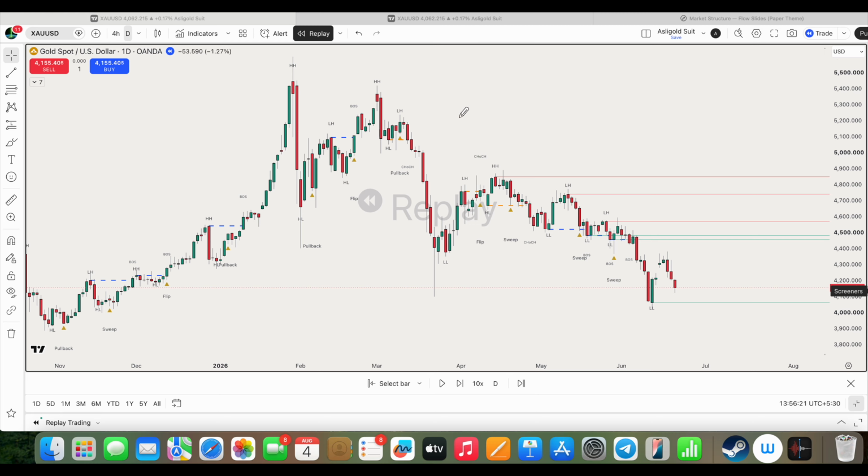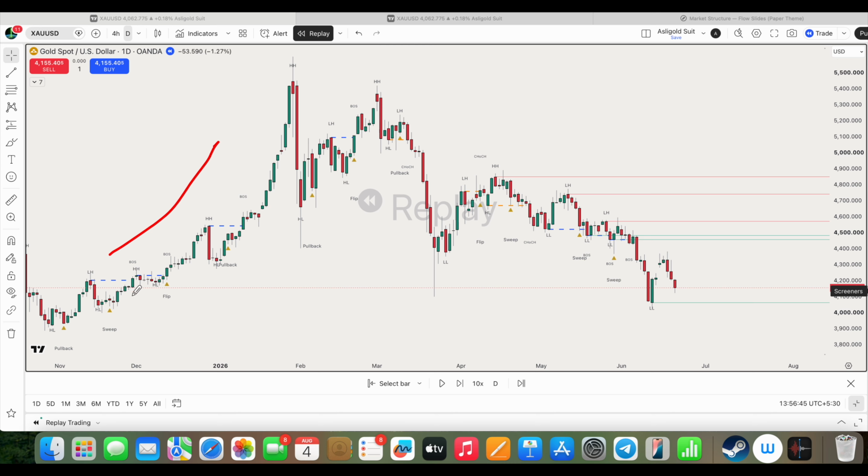So, just four levels: higher high, higher low, lower high, lower low, and two signals: break of structure and change of character. That is the whole language of structure. Let's start with the chart right here. So look at this move over here.